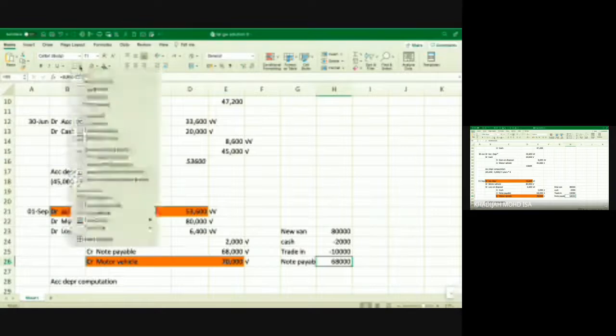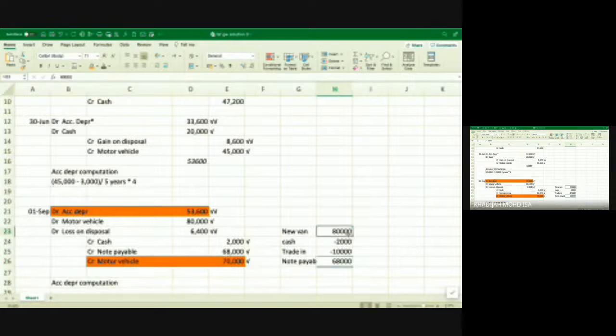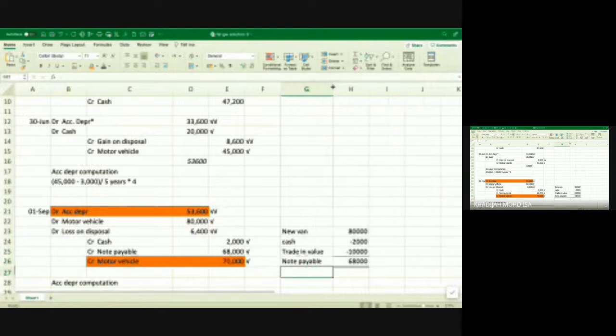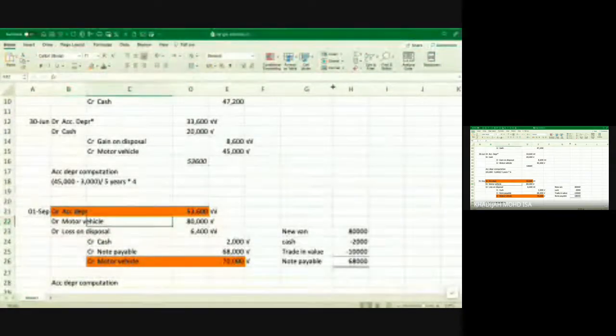So that's how you decide how much is the balance, because you have to take into account the cost is 80,000, the new van, and then you paid 2,000 cash and the trade-in value is 10,000, and then the balance will be paid in note payable. So that's how you get note payable of 68,000, credit your cash. Right, on the motor vehicle, you're going to debit your new motor vehicle 80,000.